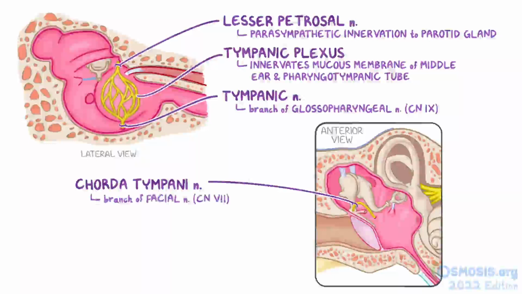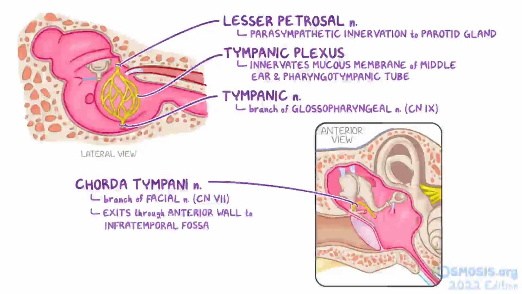Another important nerve is the chorda tympani nerve, a branch of the facial nerve. It enters the middle ear through the posterior wall, passes near the upper part of the tympanic membrane between the malleus and the incus, and exits through the anterior wall to travel towards the infratemporal fossa.